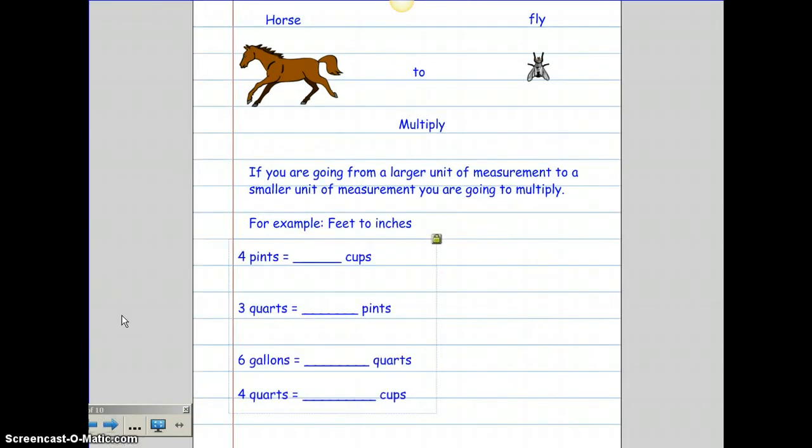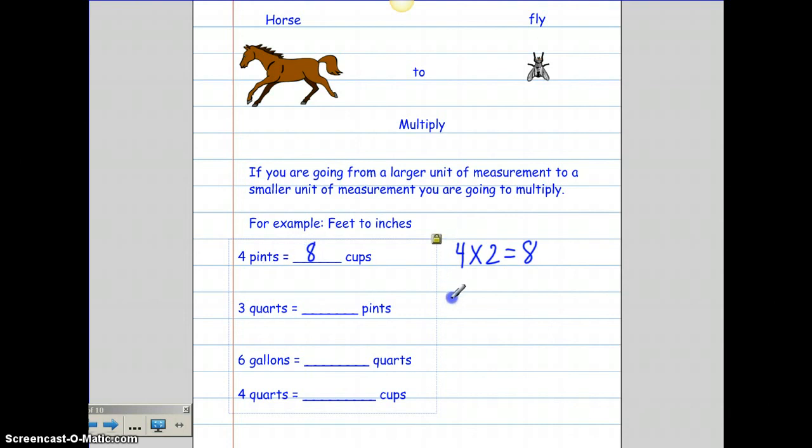Let's move on to capacity. Capacity works the same way. Horse to fly, multiply. Bigger unit to smaller unit, multiply. So, how many cups are in a pint? Well, there are 2 cups for every pint. So, now I have 4 pints, but I know that there's 2 cups for every 1 pint. So I take 4 times the 2 for 1 pint, and that's 8. So there are 8 cups in 4 pints.